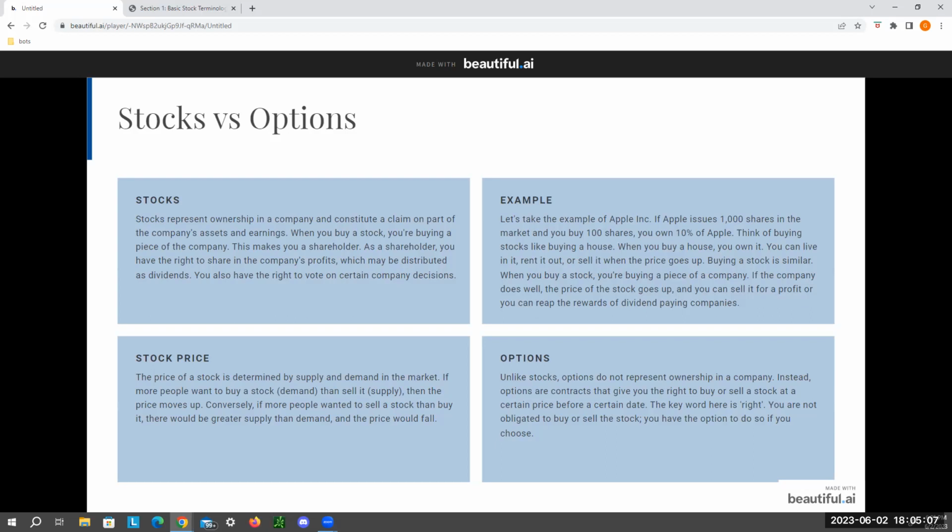Unlike stocks, options do not represent ownership in a company. Instead, options are contracts to give you the right to buy or sell a stock at a certain price before a certain date. The key word here is right. You're not obligated to buy or sell a stock. You have the option to do so if you choose. Most option traders solely trade premiums. They don't exercise those contracts, which is the buying or selling of the stock. We'll get into that.